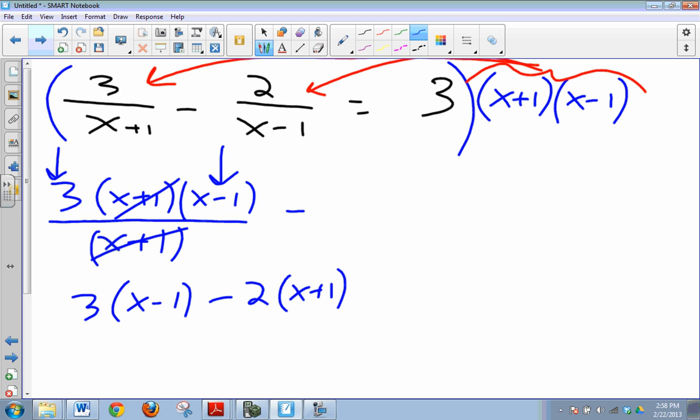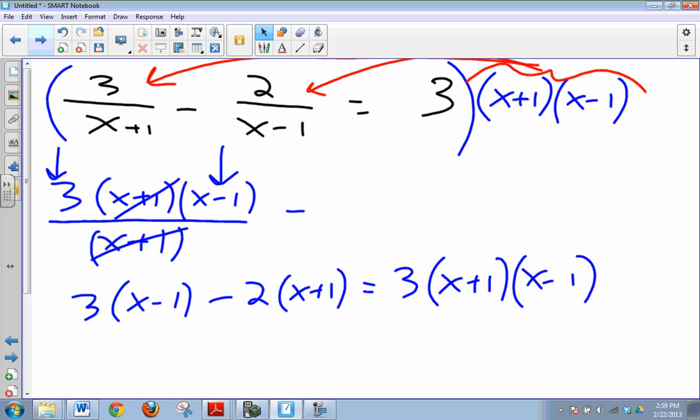What's next? We gotta keep going here though, right? So it'd be 3 times x plus 1 times x minus 1. So these don't cancel. But look what we've accomplished now. Before we had x's in the denominator and you can't work with those. Now they're not in the denominator anymore. We multiplied to cancel that division. And then you multiply. What are we gonna get? We're gonna multiply everything out. 3x minus 3.